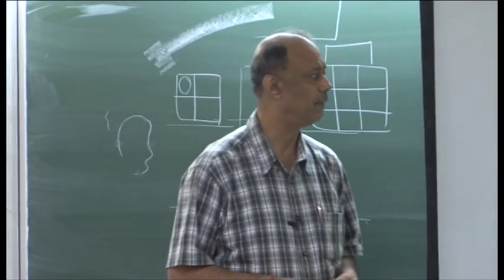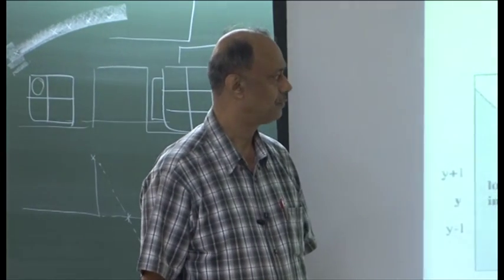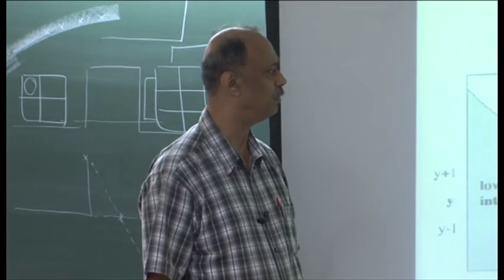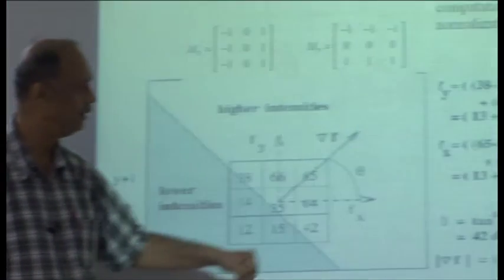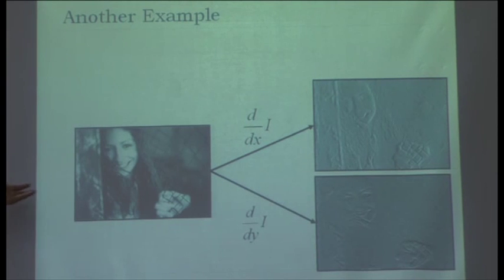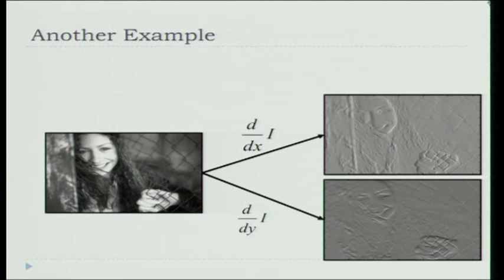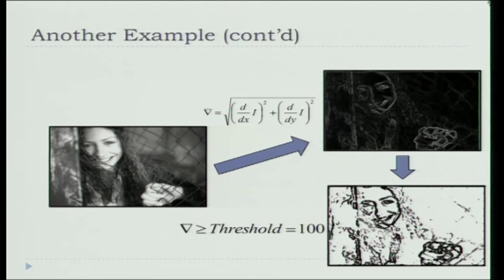That is why it is divided by 6, and theta is as usual tan inverse 16 by 18 and you get 42 degrees. This direction is 42 degrees, and the other, the edge strength, is 24. This is the image with respect to the derivative with respect to x, you get the image like that, and with respect to y you get another one. Now, if I add them and after that apply thresholding, your image looks like this.